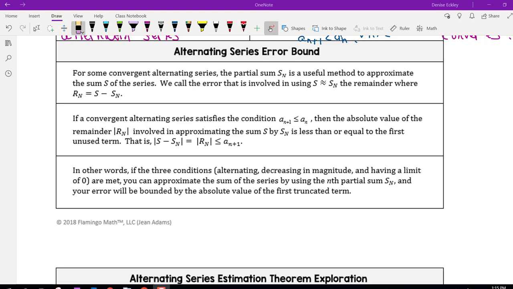This is part 2 of lesson 10.5, the alternating series. In the second part of the lesson, we're going to talk about some error bounding of alternating series, and we're also going to talk about the difference between an alternating series that converges absolutely and one that converges conditionally.